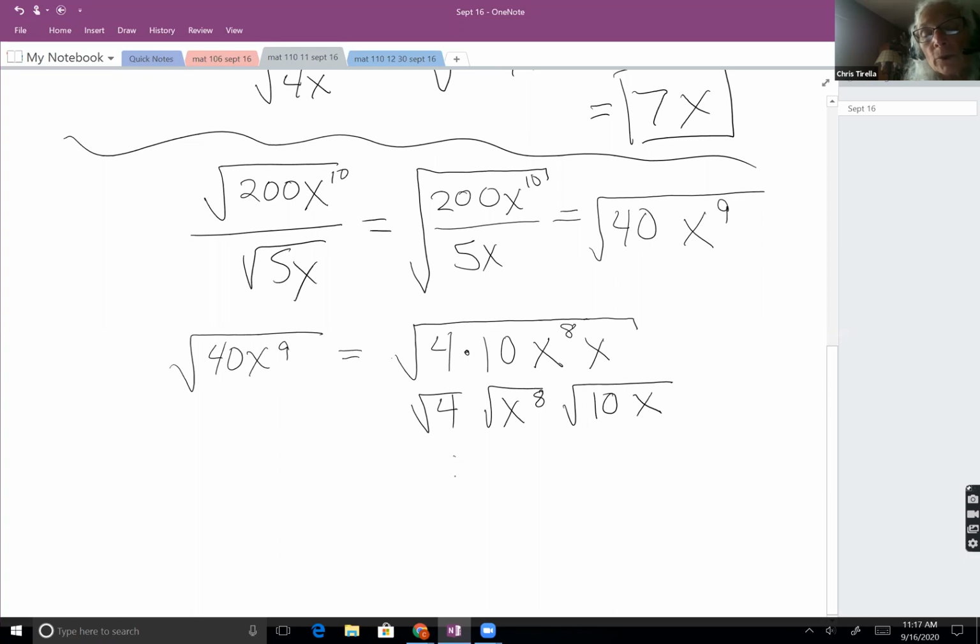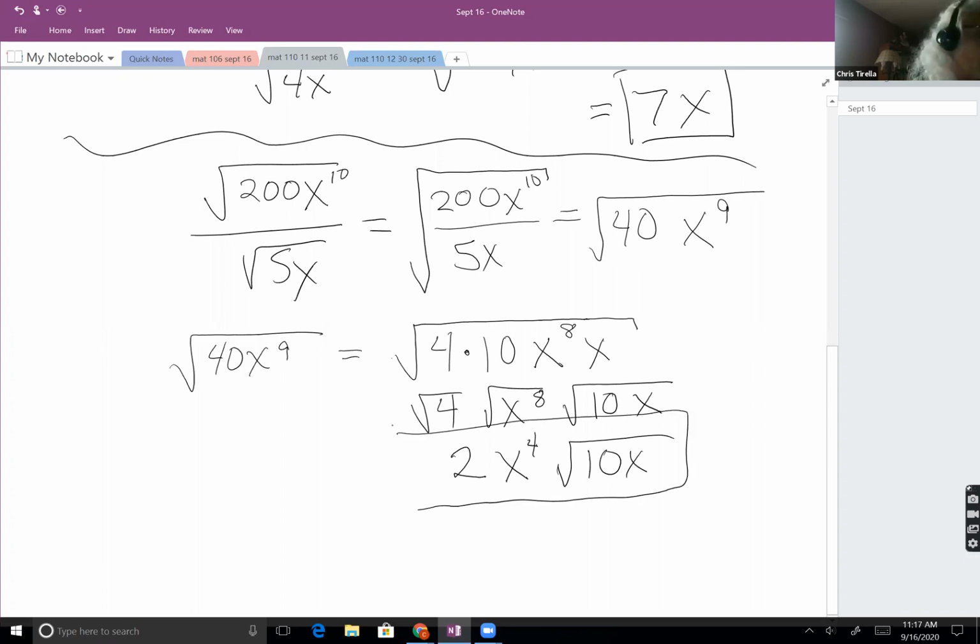The square root of 4 is 2. The square root of x to the 8th is x to the 4th. Because again, last class we said if we're taking the square root, second root, we divide the exponent by 2. And then we're left with the 10x underneath. And so this would be the final answer. So far, so good? Yes.